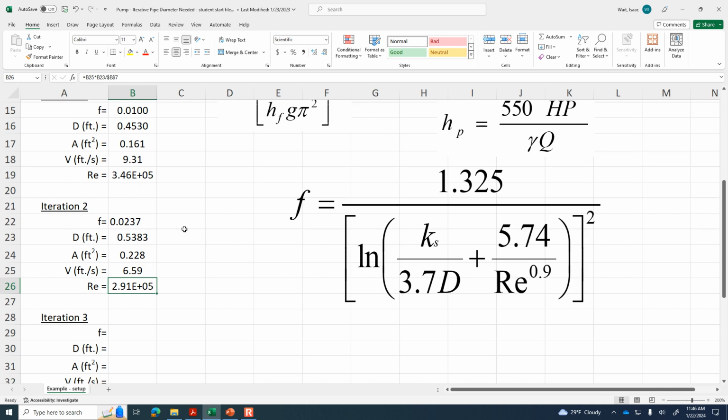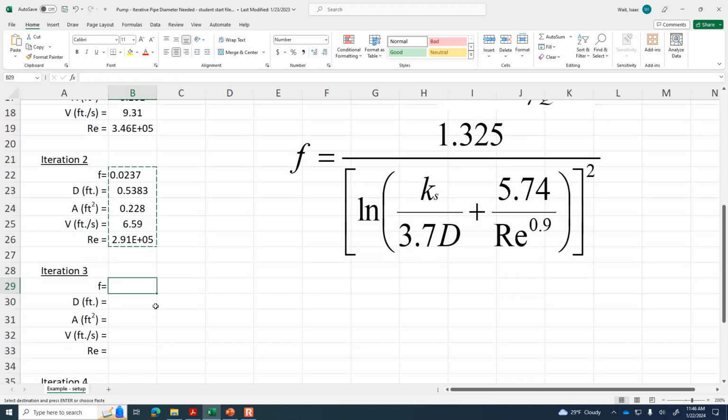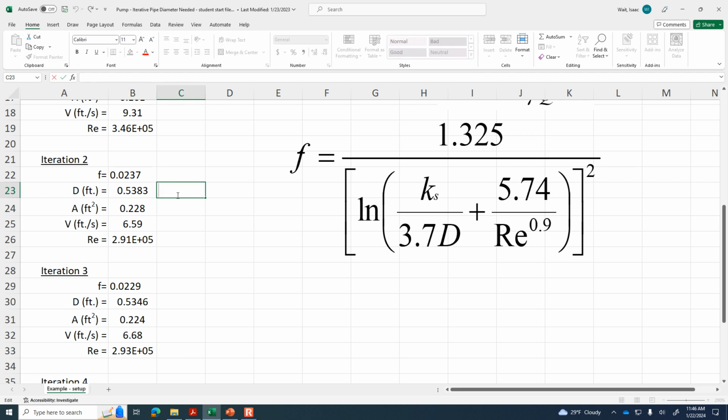So that's what I'll do for iteration 3, is I'll just select everything and copy with Control C, and then down here Control V to paste. And so it went from 0.0237, now it's 0.0229. So it changed a little bit, but look at the diameter. This is saying the diameter required is 0.538. Now it's saying it's 0.535. It's already pretty stabilized in terms of the diameter required, and the F value is getting pretty stable as well.